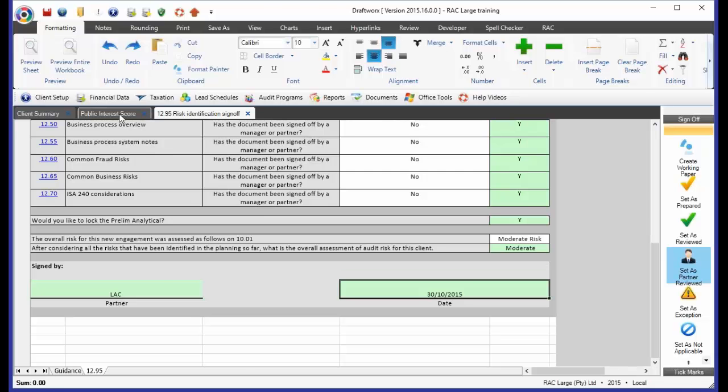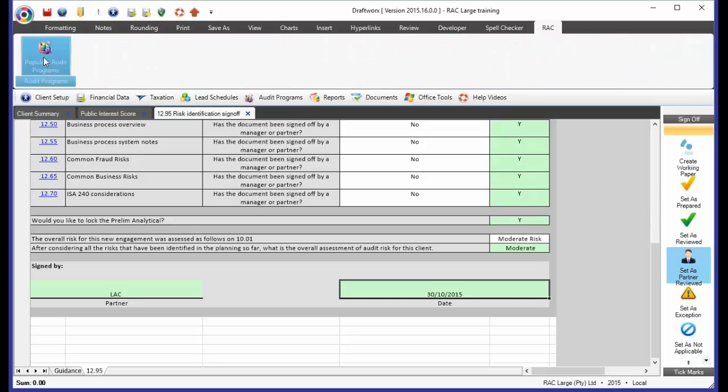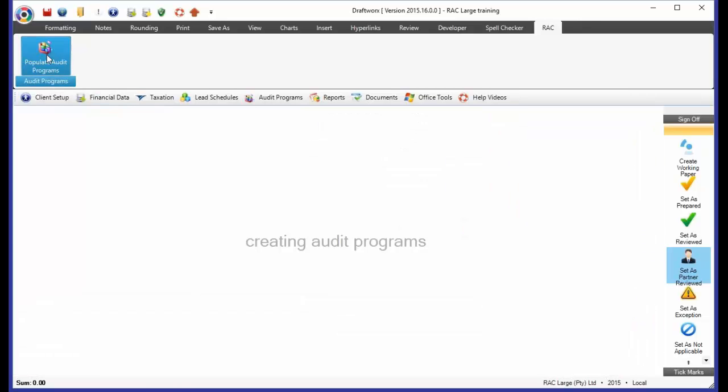I'm just going to flick across and back into 12.95. This allows a refresh of our database so that I can go to RAC, and hopefully on first attempt I'm going to click on Populate Audit Programs. Let's see what happens.